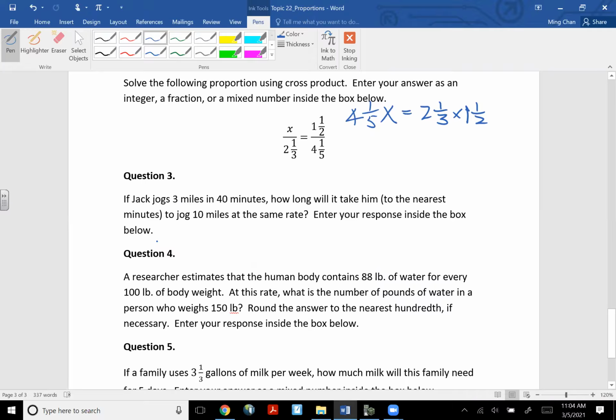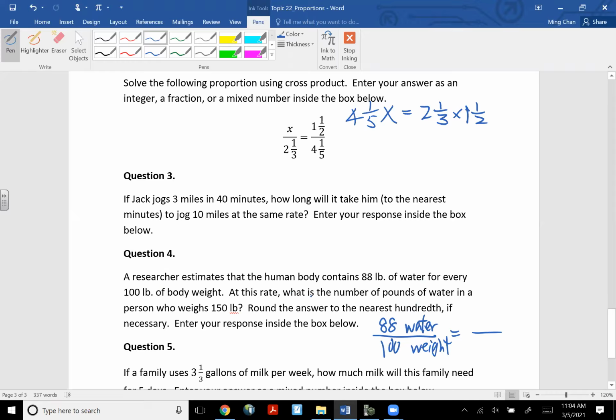A researcher estimated that the human body contains 88 pounds of water for every 100 pounds of body weight. So this is a ratio. This proportion is talking about ratios of how much water is in your body for how many pounds you weigh. Okay, so when you first set it up, 88 pounds. That 88 means 88 pounds of water for 100 pounds of what? Weight, body weight. Okay, so you can actually fill it out.